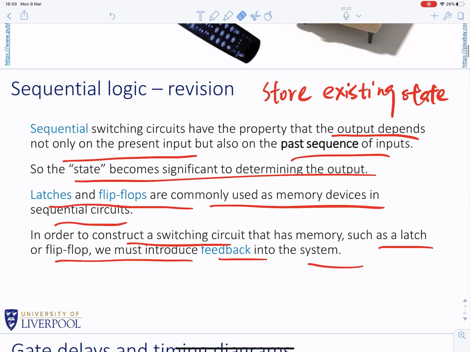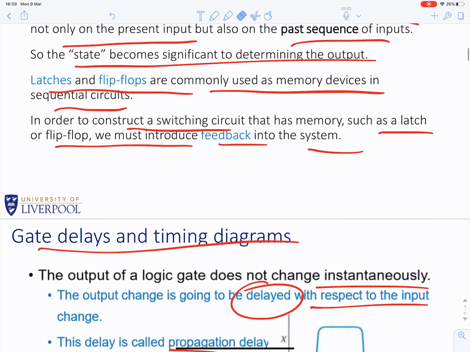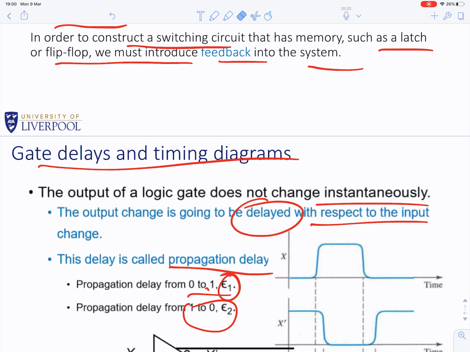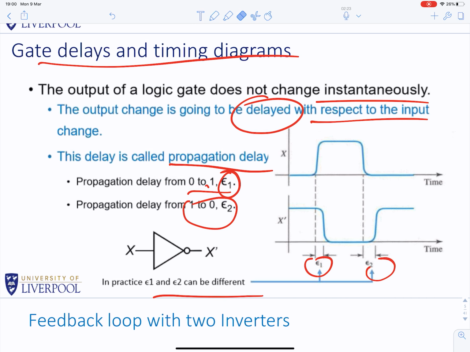So now we look at sequential logic revision. Sequential switching circuits have the property that the output depends on not only the present input but also the past sequence of the input. So the state becomes significant to determine the output. Latches and flip-flops are commonly used memory devices in sequential logic. In order to construct a switching circuit that has a memory, such as a latch or flip-flop, we must introduce feedback to the system.